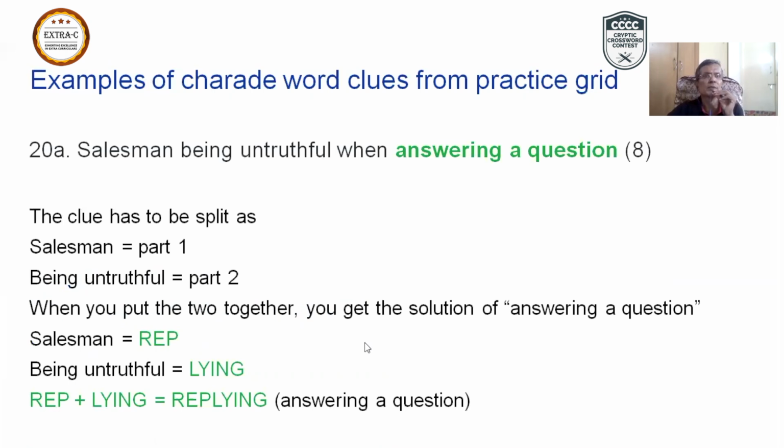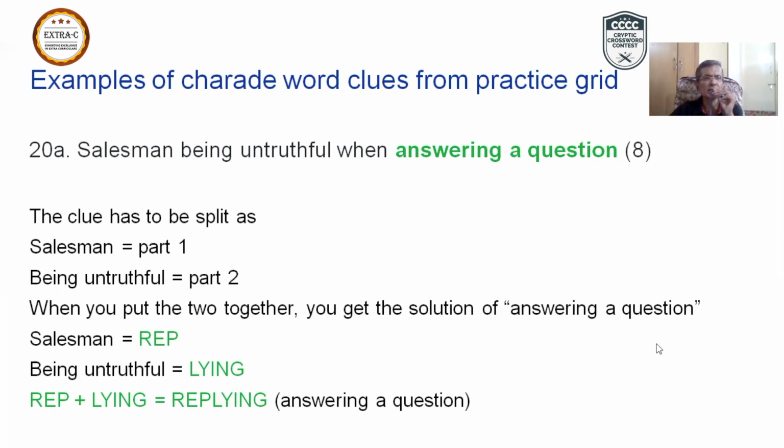Now, let's take this example, which will make it clear. 20 across in the practice grid was salesman being untruthful when answering a question, 8 letters. This is a charade clue where the final solution is answering a question, which was highlighted. Now, the clue has to be split into 2 parts. First part is salesman, and the second part is being untruthful. And when you put the two together, you get the solution of answering a question.